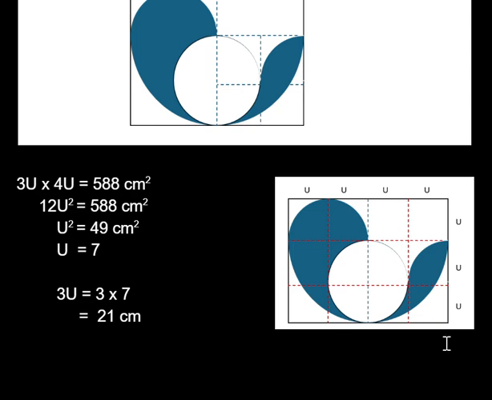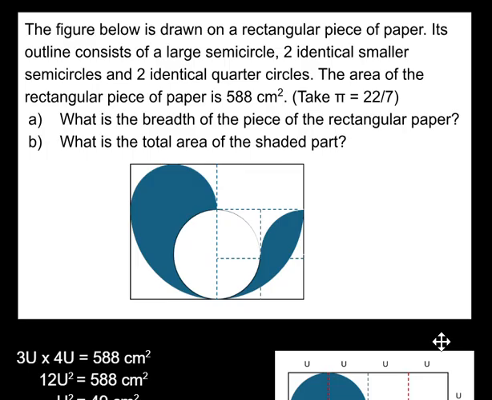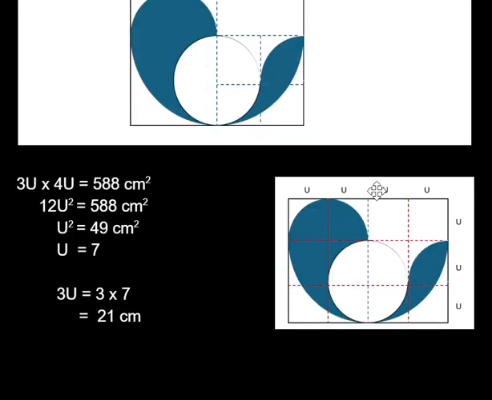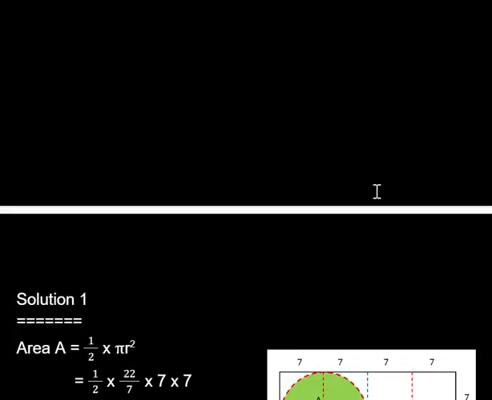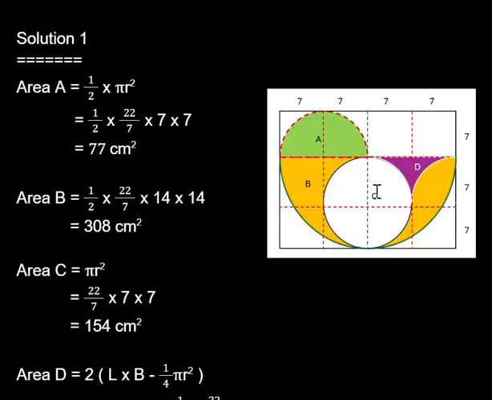Okay, so now let's look at part B. Part B says what is the total area of the shaded part. Okay, I'm going to provide two solutions. It's depending on whether you can see or you cannot see. If you can see, you can use either of the solutions. So for the first solution, I'm going to cut the objects into different parts.